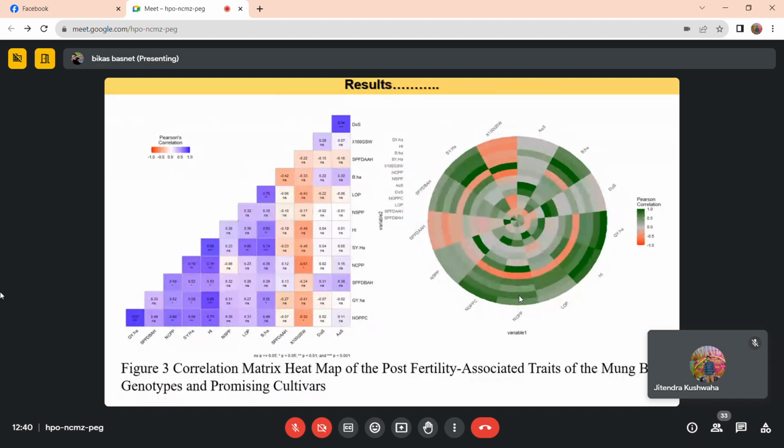And most of the traits are highly significant at p-value 0.1%, with R coefficient values of 0.55 to 0.94. The yield attributes, namely number of seeds per pod, number of clusters per plant, harvesting index, and sample plant flower drops, are strongly and significantly associated with the yield attributes.